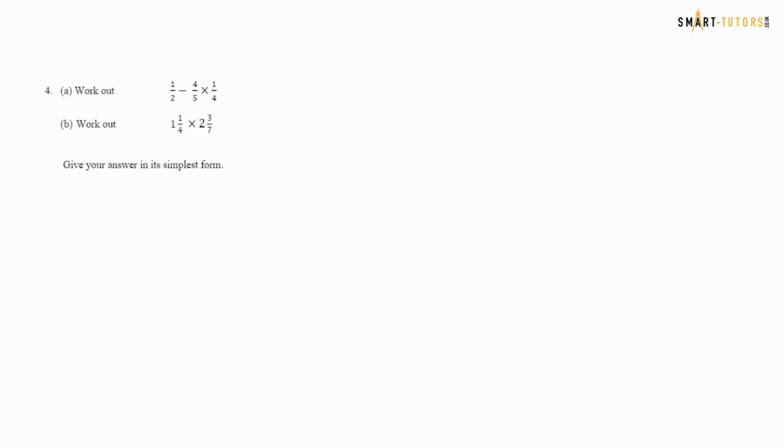Question number 4, work out a half minus 4 upon 5 times 1 upon 4. So this is subtraction and multiplication. Multiplication has to be done first. So 4 and 4 cut. So 1 upon 2 minus 1 upon 5. The LCM for 2 and 5 is 10.